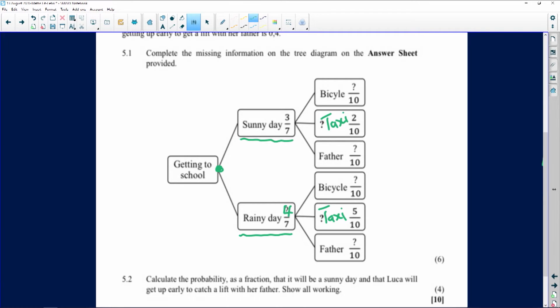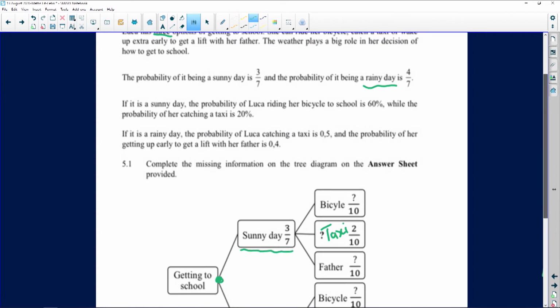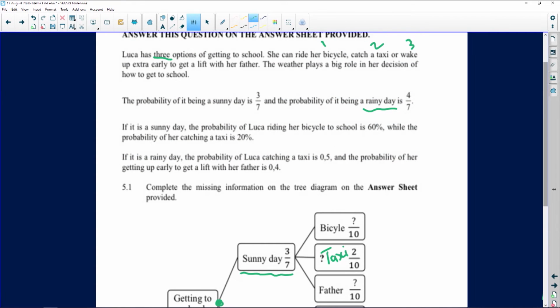So let's read that question again. It says to us there, if it is a sunny day, so now we've been given the options of the sunny day. The probability of Luca riding her bicycle to school is 60%. So next to bicycle, I'm going to write my 60%. I'm not going to wait for any questions to be asked. So I know already that's 60%. While the probability of her catching a taxi is 20%. So I know that is going to be 20%.